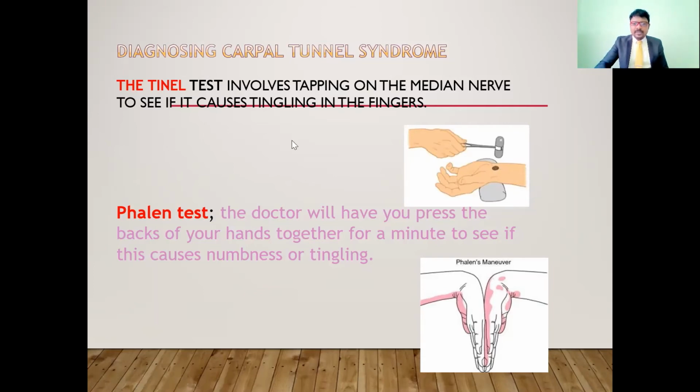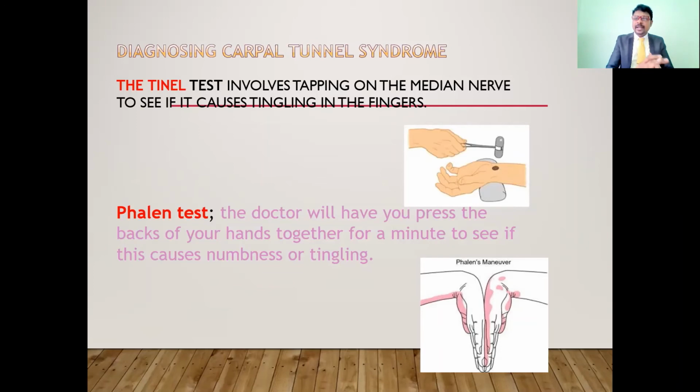For Phalen's test, we ask the person to do flexion movements of both wrist joints. This gives numbness and tingling sensation. Because of the flexion of the wrist joint, we get compression of the median nerve in the wrist joint, which leads to tingling. Because of the compression, the major symptoms are tingling and numbness.